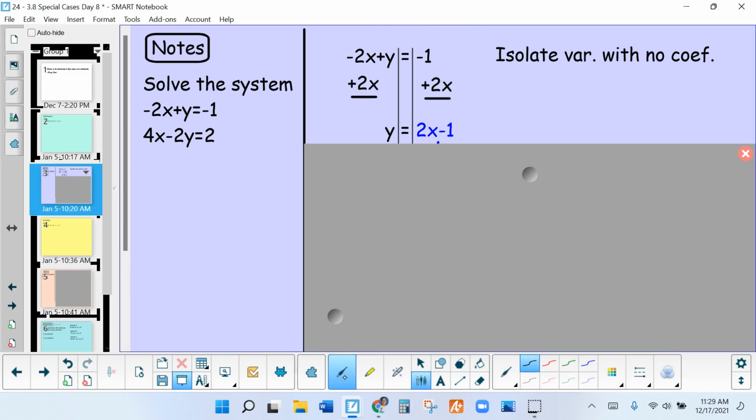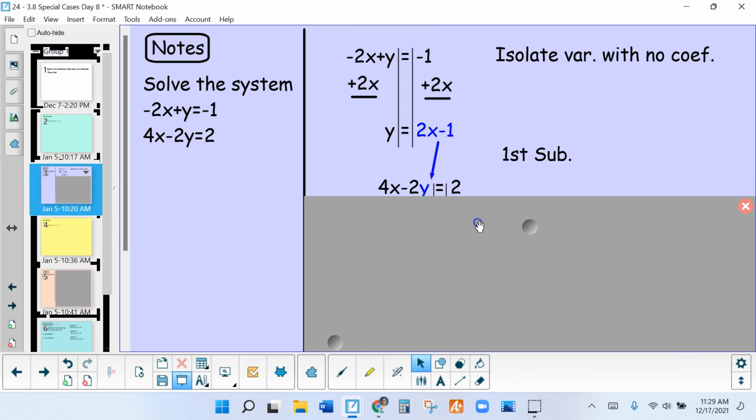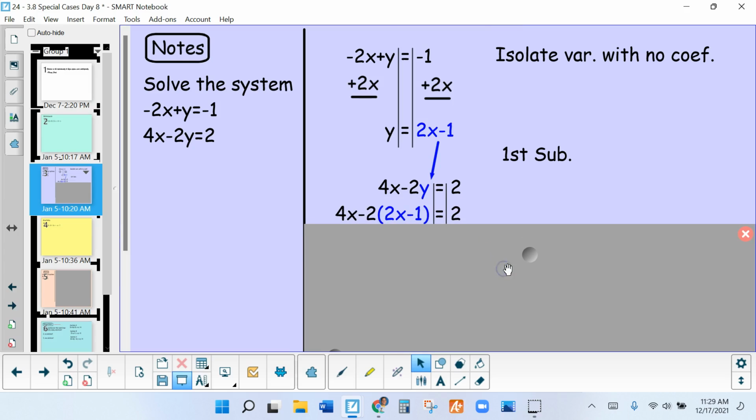Anyone willing to try that to say what I should have written next? Okay. Caden, you want to tell me what I should have written next? 4x plus -2 in parentheses 2x plus -1 equals 2. Nice job. Very good. Bless you.